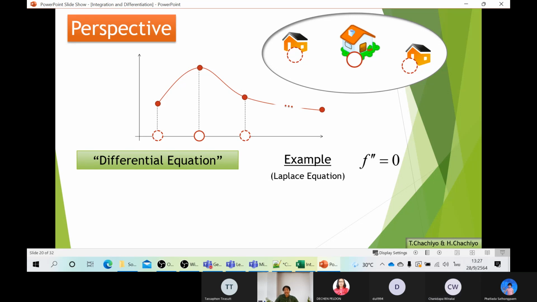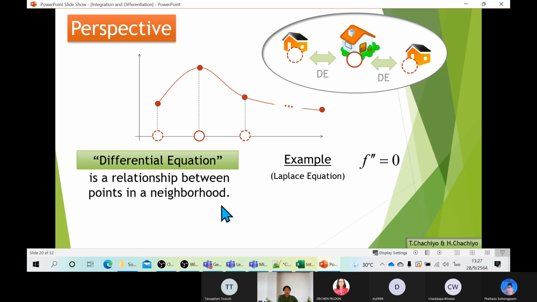So you have not seen this Laplace equation yet then. Okay, let's talk about that example in this lecture. That's what we call the Laplace equation: the second derivative of F is equal to 0. Now, this, what we call DE or differential equation, is also a relationship between points in the neighborhood. Now, you might not understand what I mean by that at this slide, but I promise you that by the end of this hour, you will know what I'm talking about. But just keep with me for a moment. So a DE is a relationship between points in the neighborhood.